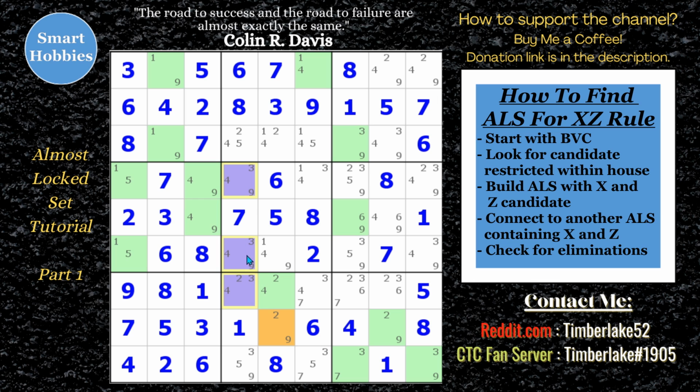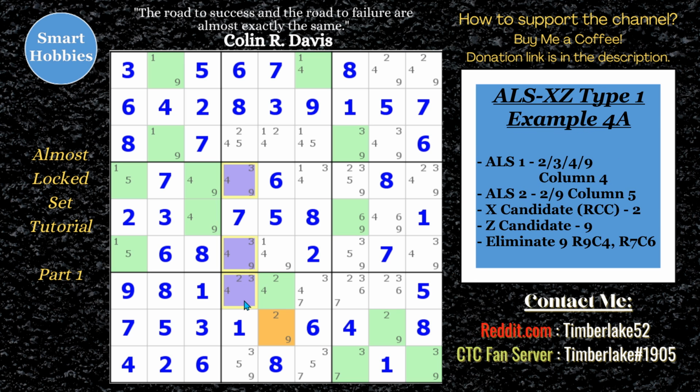And so you'll notice this is a WXYZ-Wing. It's the first one I found in this puzzle. And it's 2 almost locked sets, 1 in purple, 1 in orange. It creates a valid elimination. We can eliminate the 9 from right there and right there.